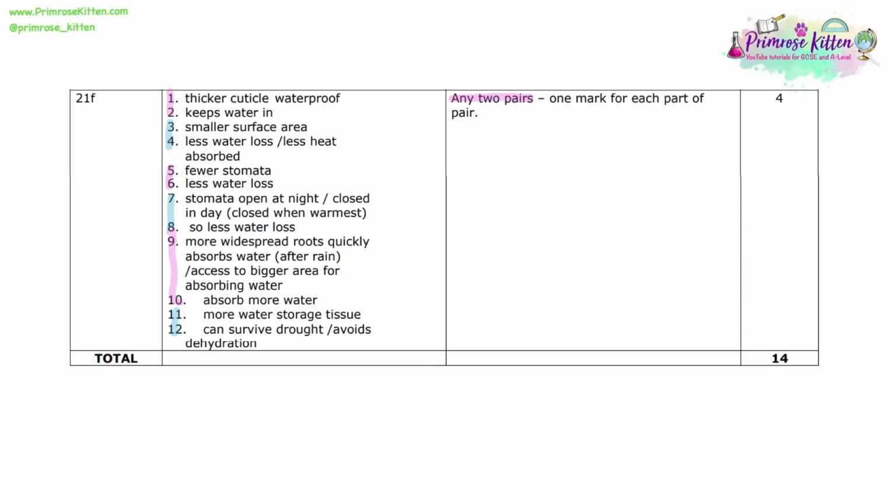But the idea is that those points should come together. You can't just say any 4 random points of this list, because obviously 1 and 2 are linked. So if you have a thicker cuticle layer or a waterproof cuticle, it keeps the water in, and that's how you're adapted to stop losing water. You have a smaller surface area, you have less water loss from your leaves. And so you need to have them in pairs, really, and then you get a point for each pair.